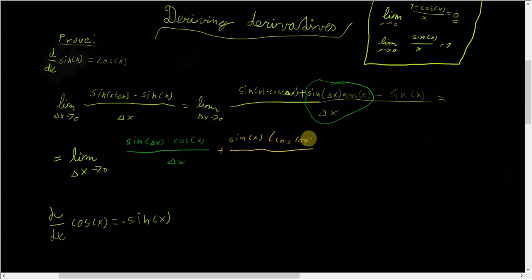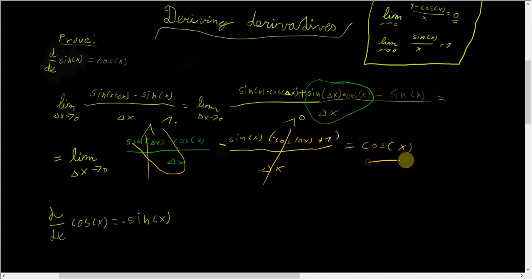Cosine delta x minus 1 over delta x. We want this to be in the form 1 minus cosine delta x, so we can change the sign to minus. And therefore we will get 1 minus cosine delta x. This whole thing is sine of x times 0, which is 0. Sine of delta x over delta x, if we separate this, we get 1. And 1 times cosine of x is cosine of x. That is our proof that the derivative of sine of x equals cosine of x.